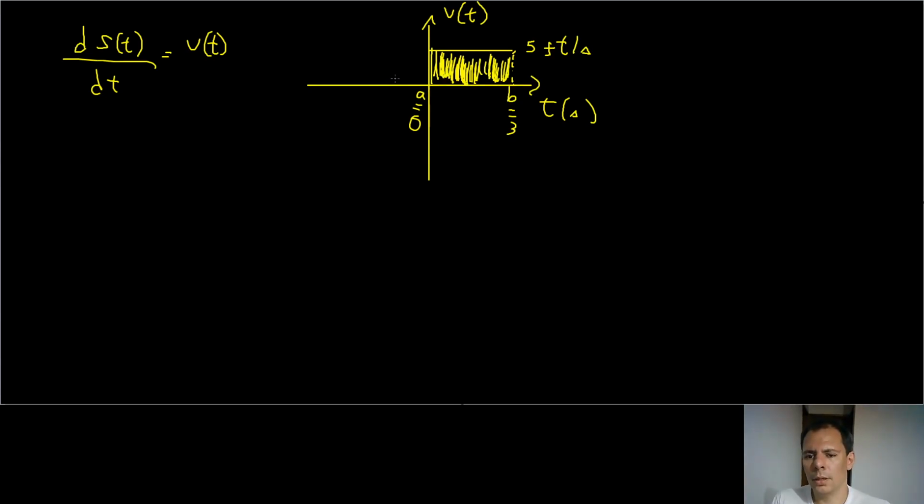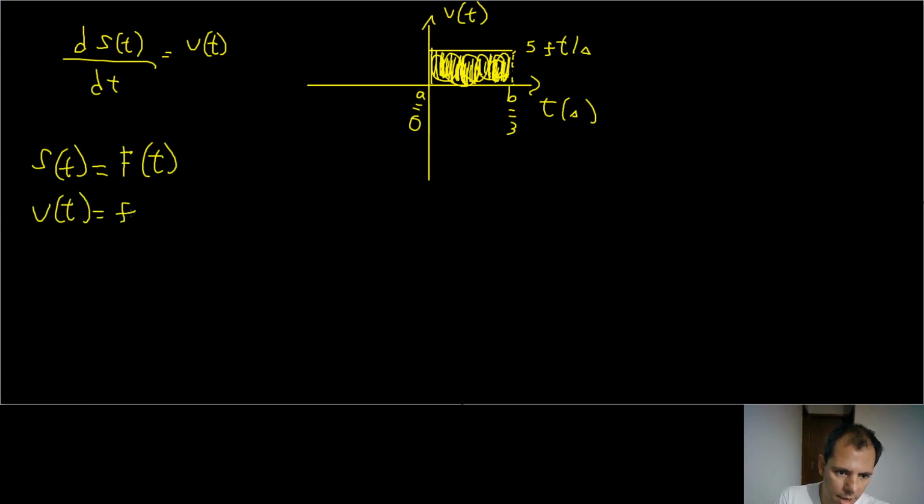Now, when you find the area underneath this graph in here, you have to remember that the velocity function is the differentiation of the space function. So the space function with respect to time is going to be the big F of t, and the velocity with respect to time is going to be the little f of t. So this is the differentiation, this is the integration.